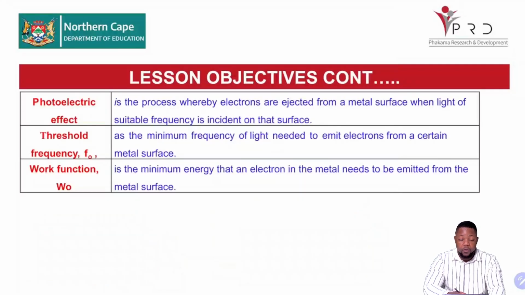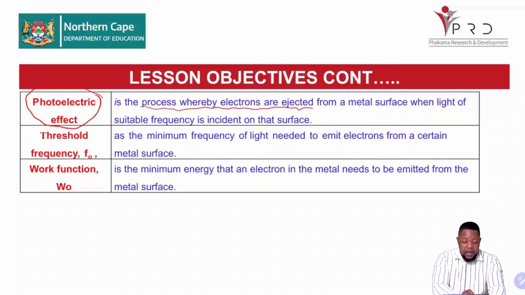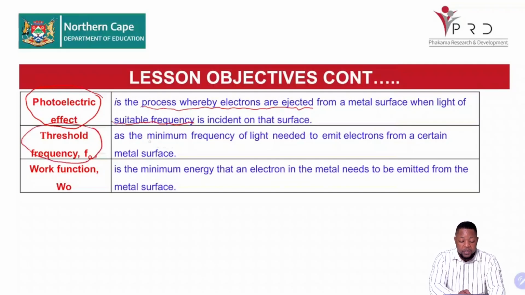The lesson objectives continue. We still remind you of the important definitions of this topic. That is the photoelectric effect, which is the process whereby electrons are ejected from a metal surface when light of a suitable frequency is incident on the surface. Very important. We remind you again of the threshold frequency, which is the minimum frequency of light needed to emit electrons from a certain metal surface. A certain minimum frequency is needed before electrons are ejected from a metal surface, and that frequency is referred to as the threshold frequency. The work function, very important.